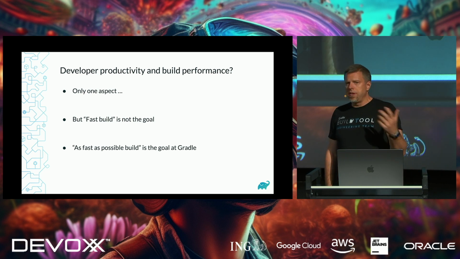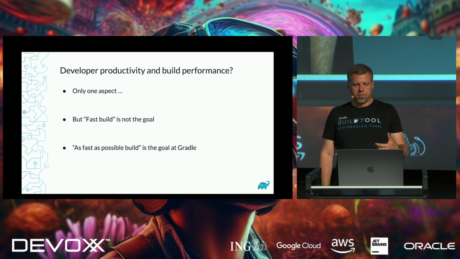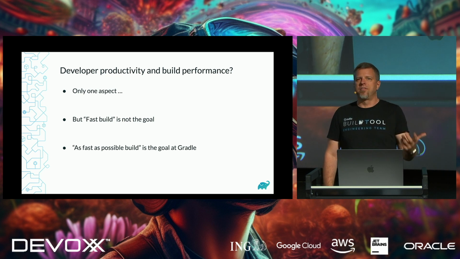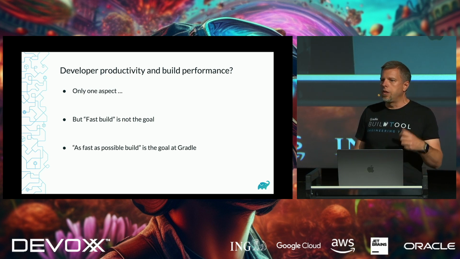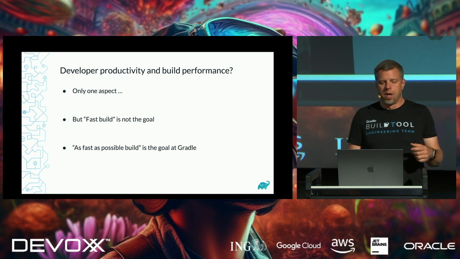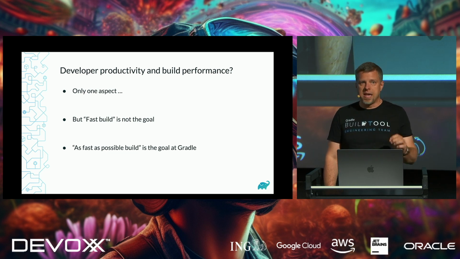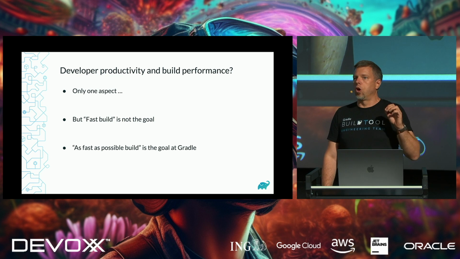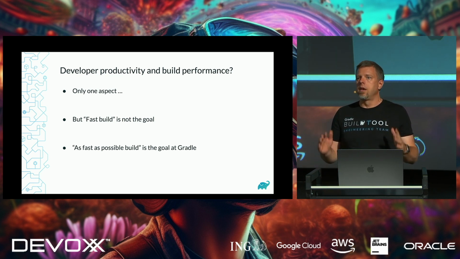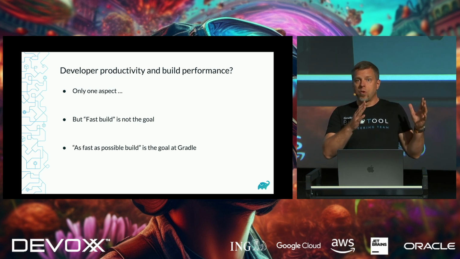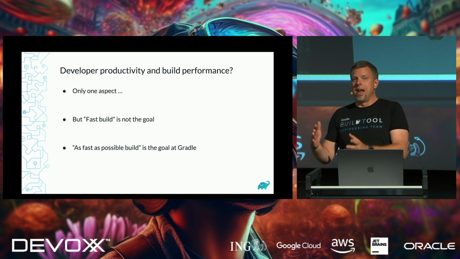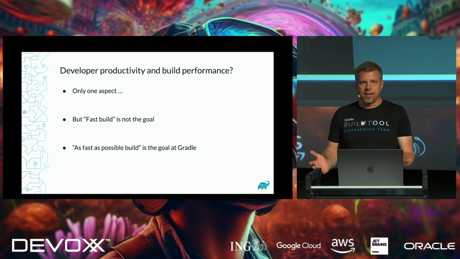And one thing that we hear often is a fast build. But what is a fast build? At Gradle, we don't think fast builds are the goal. We think that the goal is to actually have a build which is as fast as possible. If you can shave off a few seconds, amazing. If you can shave off a couple minutes of an hour-long build, isn't that even better? And if you can manage to get your build down to less than 10 seconds, who wouldn't like that?